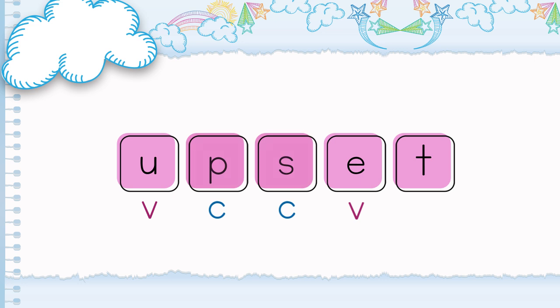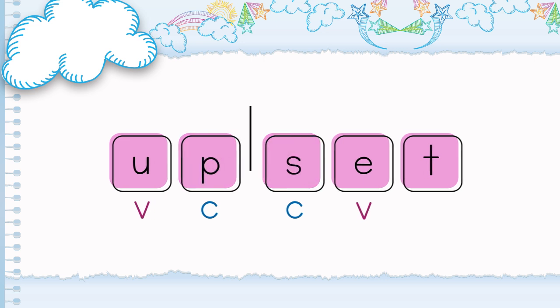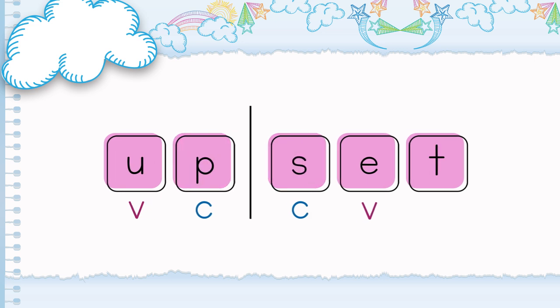Remember, when there are two consonants in between the vowels, the syllables are divided between the two consonants. Draw a line in your word to divide the syllables. The first syllable is a closed syllable because the vowel is closed in by a consonant. It has a short sound, up.